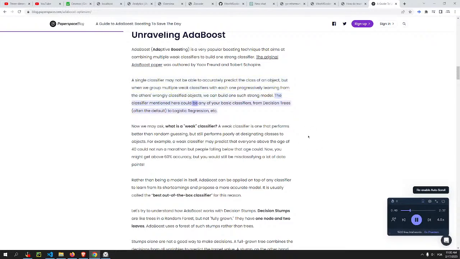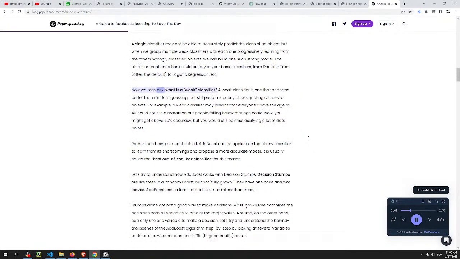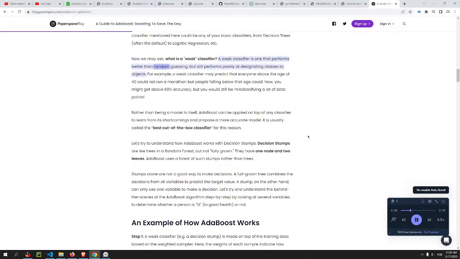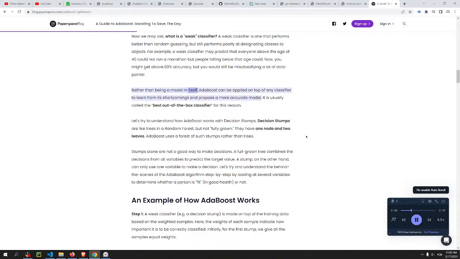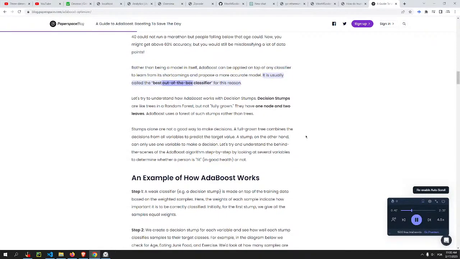The classifier mentioned here could be any of your basic classifiers, from decision trees, often the default, to logistic regression, etc. Now we may ask, what is a weak classifier? A weak classifier is one that performs better than random guessing, but still performs poorly at designating classes to objects. For example, a weak classifier may predict that everyone above the age of 40 could not run a marathon, but people falling below that age could. Now, you might get above 60% accuracy, but you would still be misclassifying a lot of data points. Rather than being a model in itself, AdaBoost can be applied on top of any classifier to learn from its shortcomings and propose a more accurate model. It is usually called the best out-of-the-box classifier for this reason.